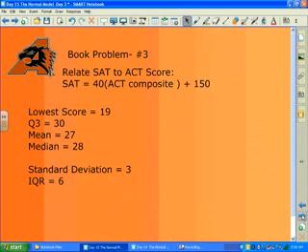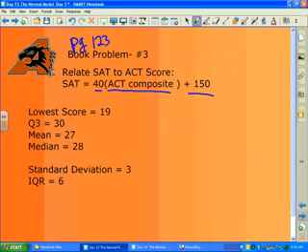Okay, book problem number 3. So turn to page 123. Turn to page 123, and let's take a look at number 3. Now, if you haven't already read this book or read this problem, here's basically what it's saying. You got SAT scores, you got ACT scores. And there's a relationship between them that is roughly, if you want your SAT score, multiply 40 times your ACT composite and then add 150.